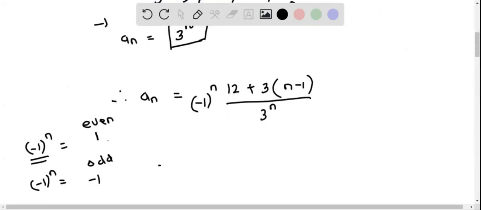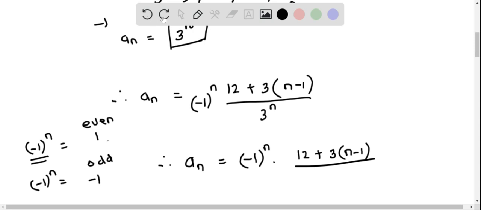So therefore, finally, we can write the nth term of this sequence, and this equals minus 1 raised to the power of n, multiplied by the formula 12 plus 3 times n minus 1, and this is over 3 raised to the power of n. So this basically represents the nth term of the general sequence.